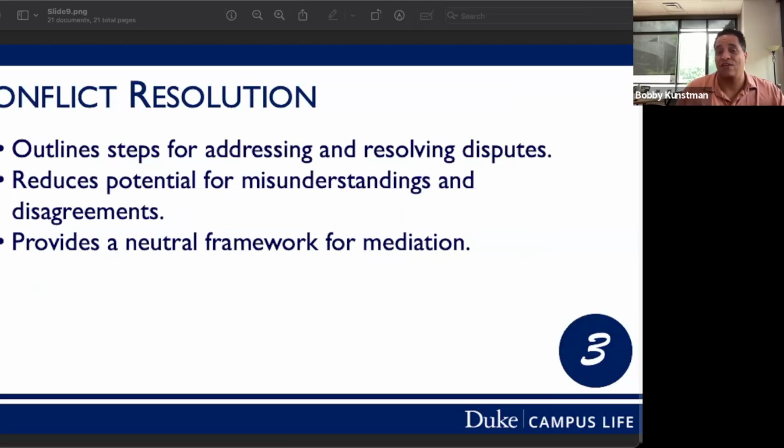Sometimes when we navigate conflict, it's very subjective. The constitution offers an objective way of engaging in that. It also creates a structured approach to reduce potential misunderstandings and disagreements, making it easier to manage conflicts. Your constitution can offer a neutral framework for mediation to maintain that objectivity and ensure that all the parties are heard and respected.